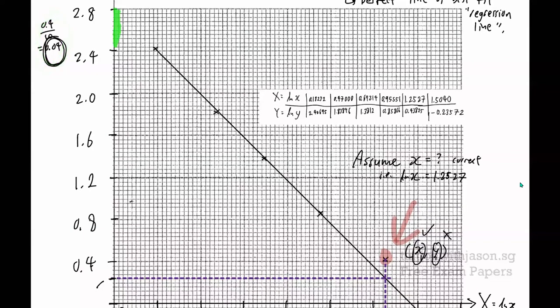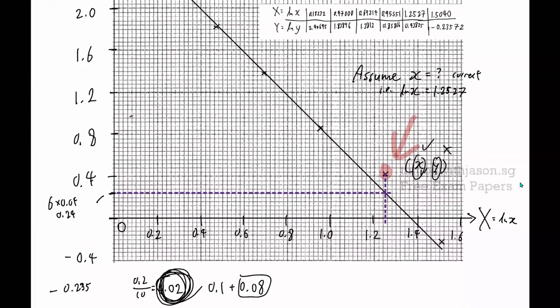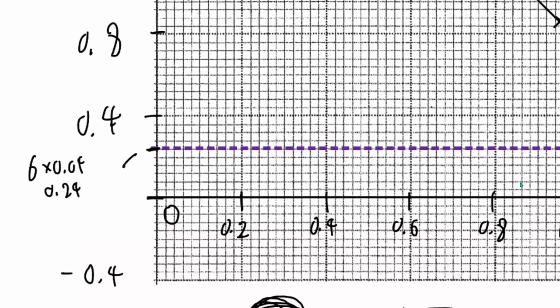There are 10 tiny boxes in an interval of 0.4. So divide by 10, I get 0.04 as the length of each tiny box. Here it's 6, so 6 times 0.04 is 0.24. It's above the 0, so that point must be 0.24. Did I calculate wrongly? I hope not. 24, 28, 32, 36, then 40. Yeah, should be correct.